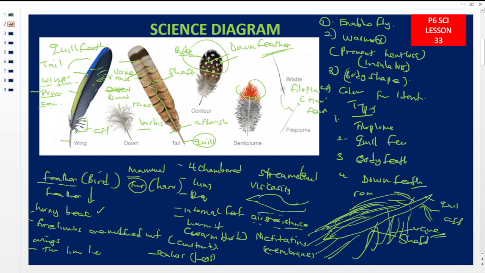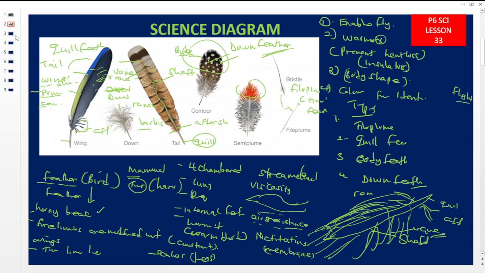How important are they? We've said they enable the bird to fly, whereby these quill feathers are also called flight feathers. So they are the ones responsible for the flight. Then filoplumes are called hair feathers. Body feathers are also called coverts. Then the down are feathers.